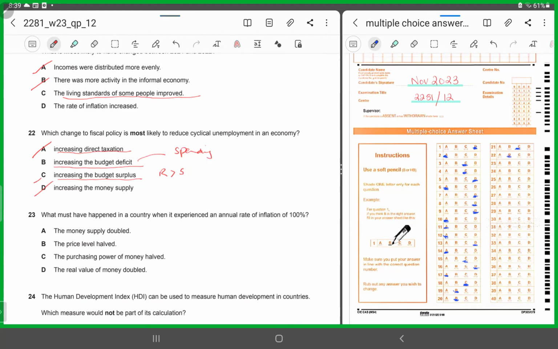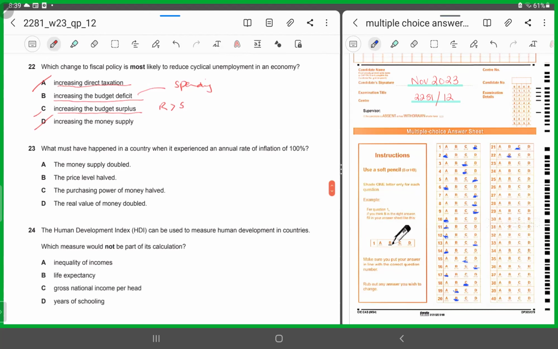23. What must have happened in a country when it experienced an annual rate of inflation of 100%? Now imagine there is a rate of inflation of 100%. What is happening? The money supply doubled? No. The price level halved. The purchasing power of money halved. The real value of money doubled. Now, how can the real value of money double when the rate of inflation is 100%? So two options already chopped off.